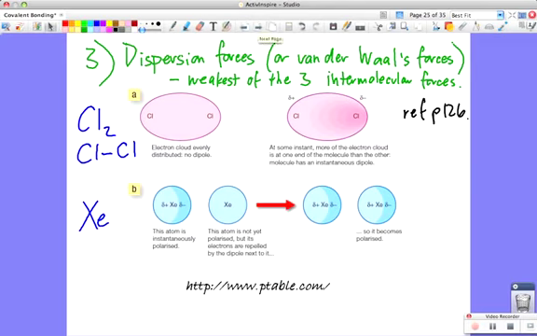And lastly, the other kind of intermolecular, so these are all intermolecular forces, is something called dispersion forces. You might see them called van der Waals forces. It's the weakest of the 3. Probably hydrogen bonds are the strongest, then regular dipole, and then there's dispersion. Now, dispersion happens with all atoms, with all molecules. Okay, and it just takes a little bit of thinking about.